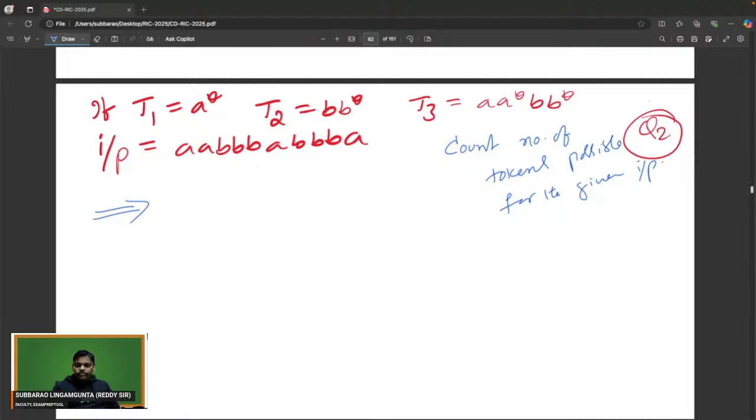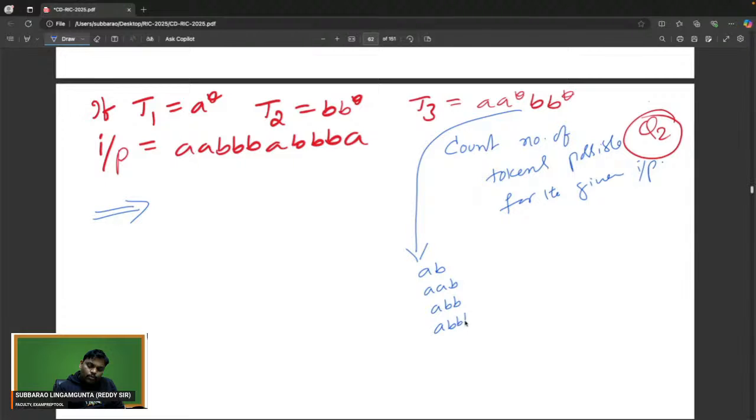Now let me check. Remember, when you say token, it is the longest matching. For AA star, BB star, the possible strings are: minimum AB, or double A followed by B, or single A followed by double B, or single A triple B, or triple A single B, or A double B. So there are many like that. Remember, longest matching.